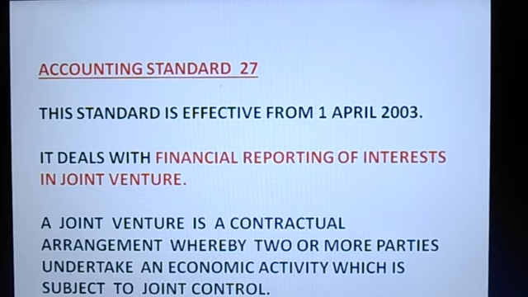Accounting Standard 27. This standard is effective from 1st April 2003. It deals with financial reporting of interests in joint ventures. A joint venture is a contractual arrangement whereby two or more parties undertake an economic activity which is subject to joint control.